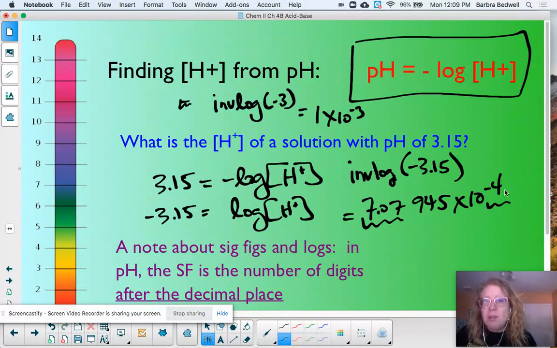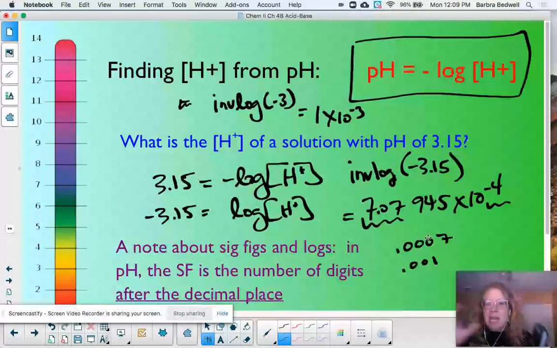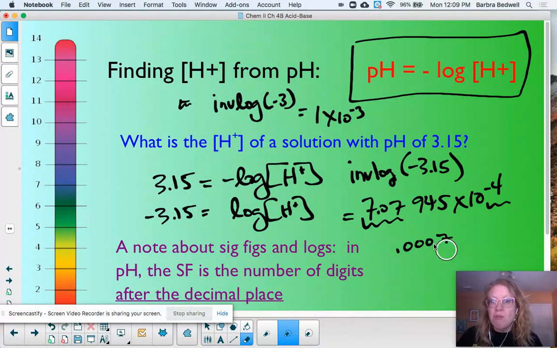This is really close to 10 to the negative 3. This is 0.0007, which is really close to 0.001, which is 10 to the minus 3. So again, the numbers look really different, but they're actually very similar in terms of the true value of what these things are.